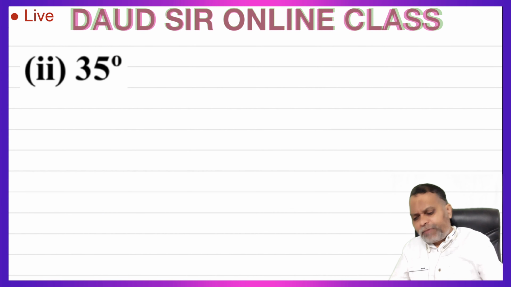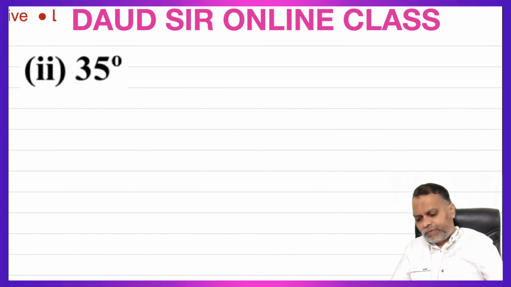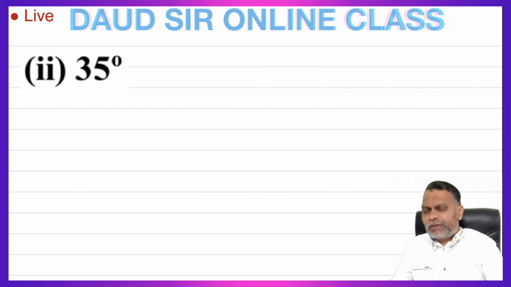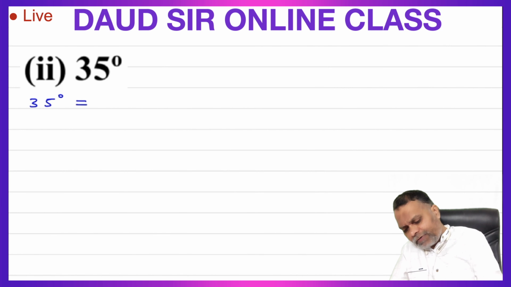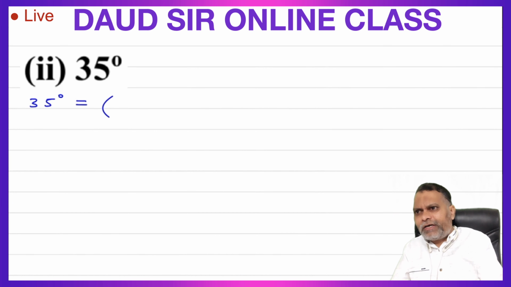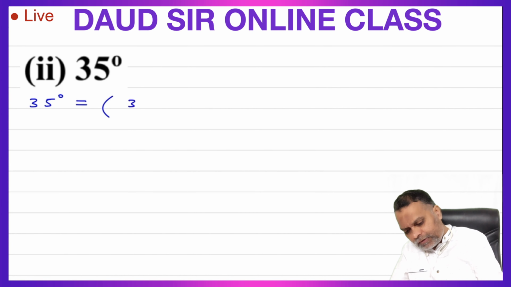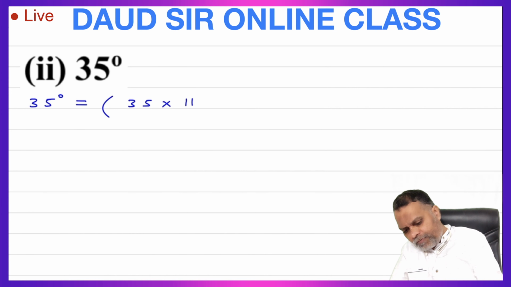Question number second, part 35 degree. So 35 degree we have to convert it into radian. So for converting into radian, just multiply by pi by 180. 35 into pi by 180 radian. This is radian.